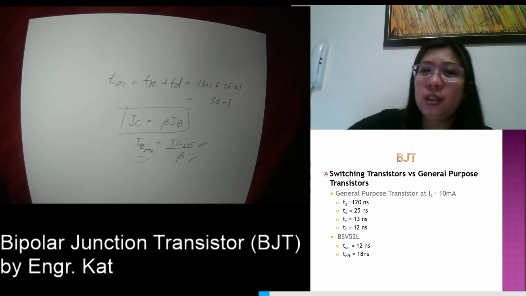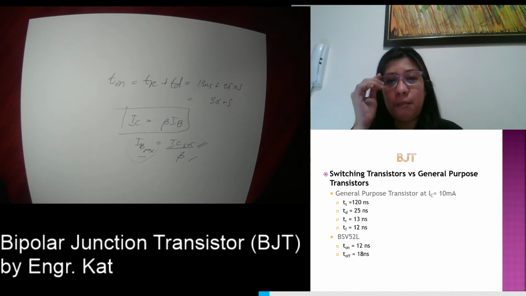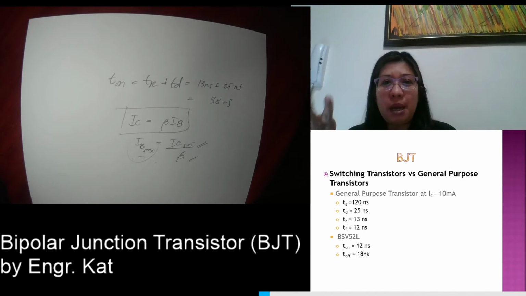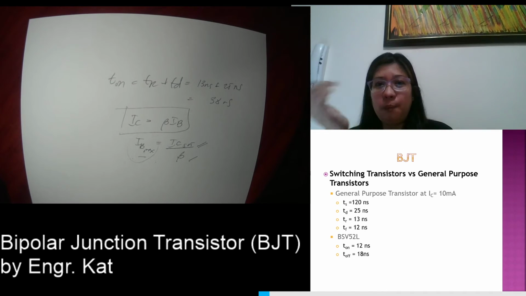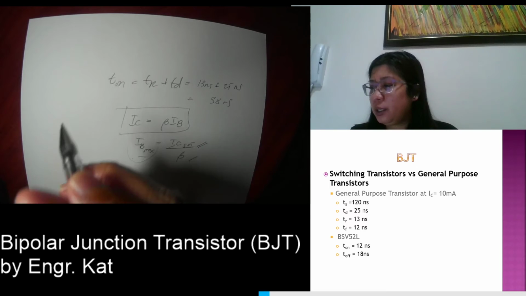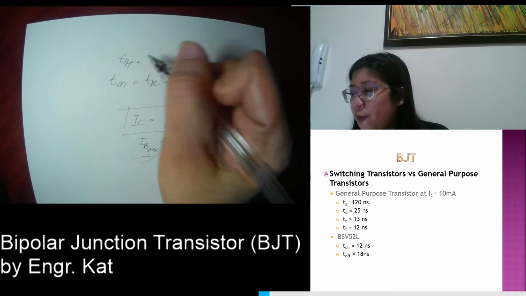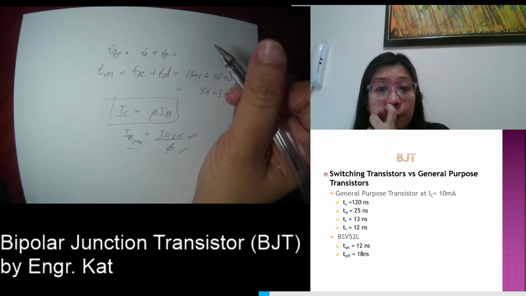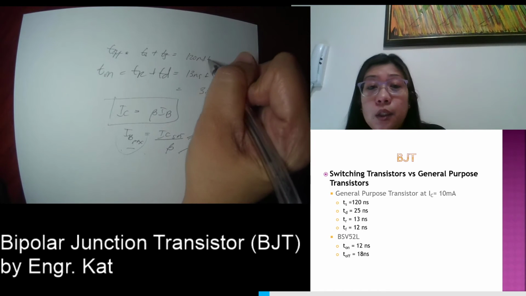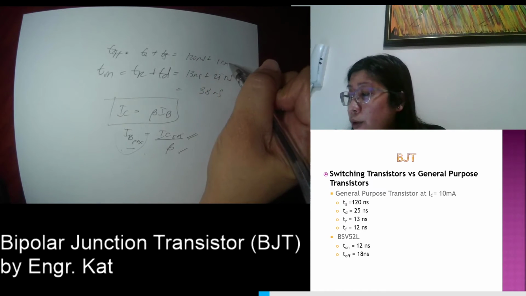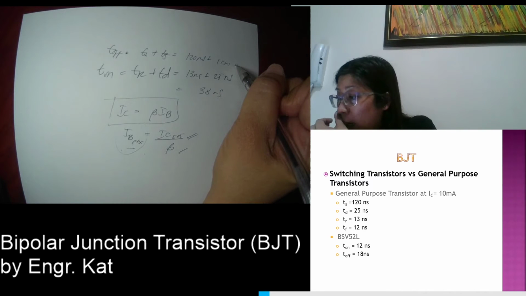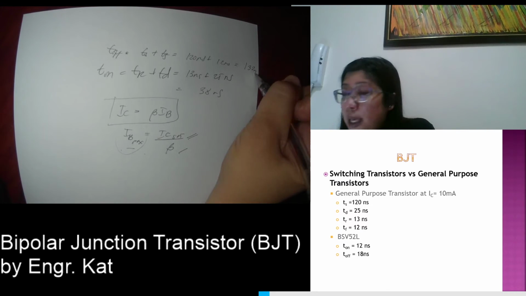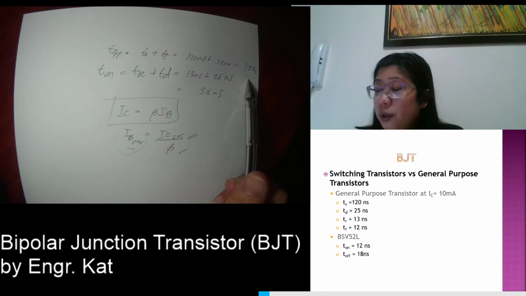So switching transistors are really manufactured or made for these purposes. Okay, while general purpose transistors are not manufactured for switching purposes. Okay, and likewise, your turning off time. So turning off time is your storage plus fall time. So your storage is 120 nanoseconds plus your fall time is 12 nanoseconds. So that will give you 132 nanoseconds. So turning off is 132 nanoseconds.